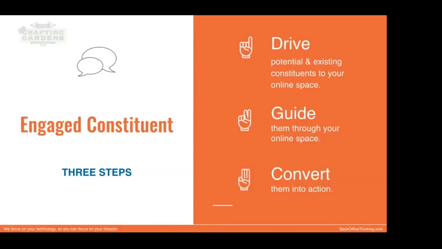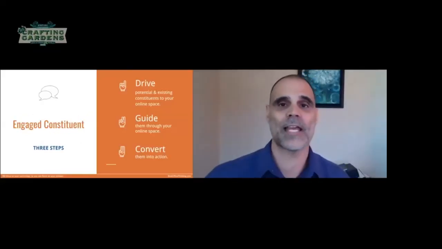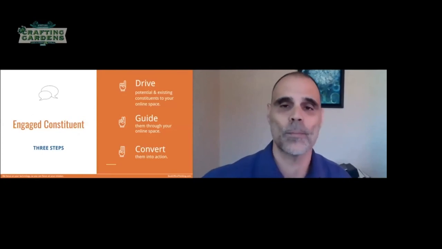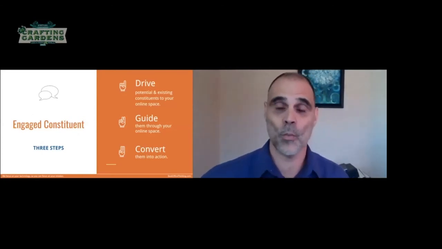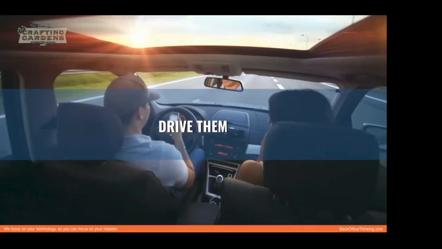Let's talk about the engaged constituent. There are three primary steps for this: driving someone to your website, guiding them through to where you want them to go, and then converting them. And converting them is that action, whether it's a subscription or a membership, but they're going to do something on your website. First is to drive them. And make sure you're not texting and driving, which you see in this graphic, but driving them is certainly key.